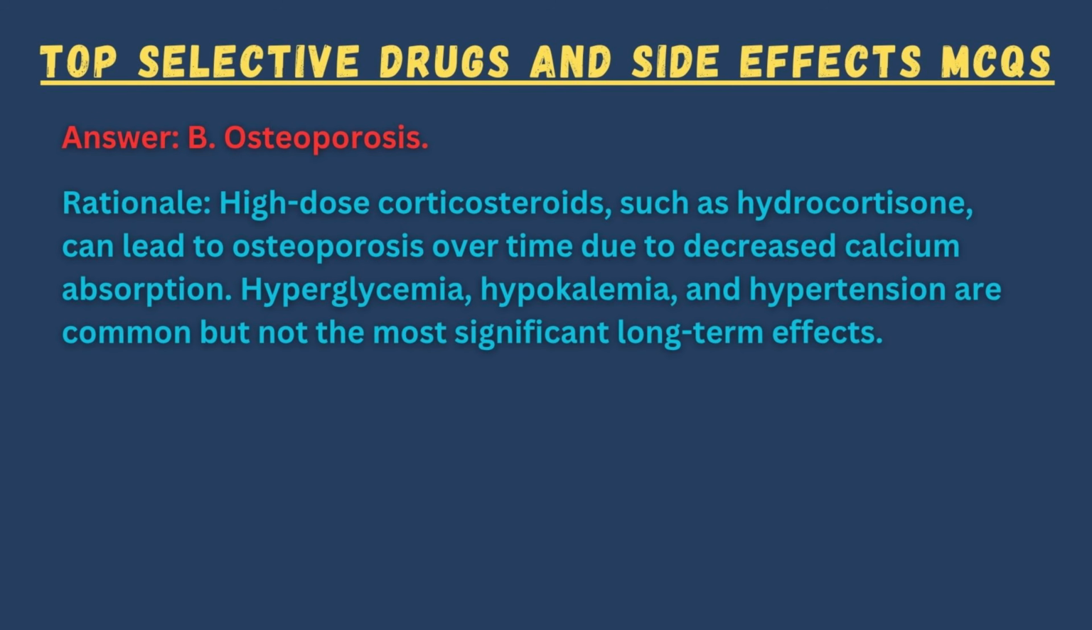Answer: B. Osteoporosis. Rationale: high-dose corticosteroids, such as hydrocortisone, can lead to osteoporosis over time due to decreased calcium absorption. Hyperglycemia, hypokalemia, and hypertension are common, but not the most significant long-term effects.